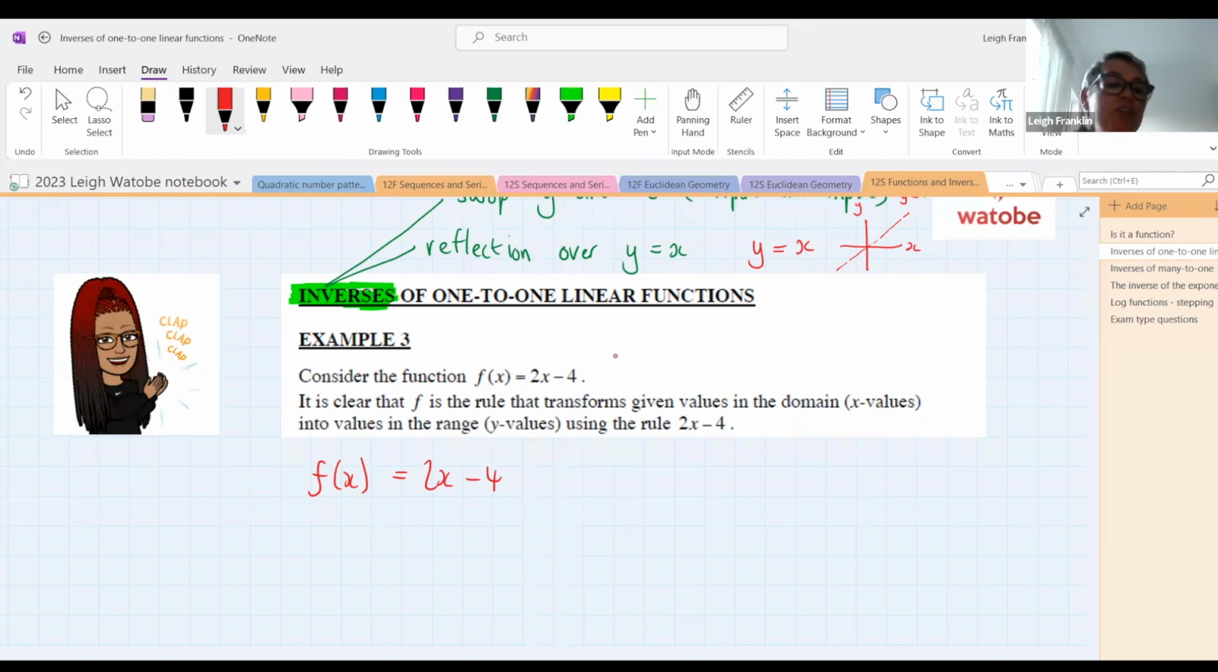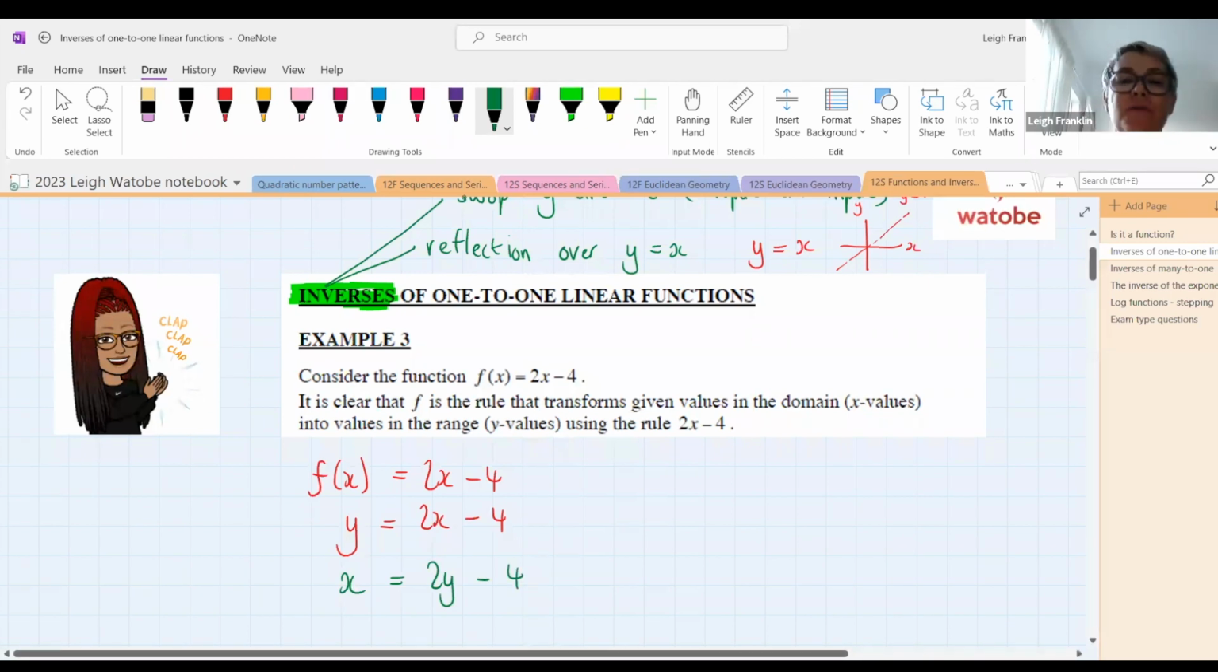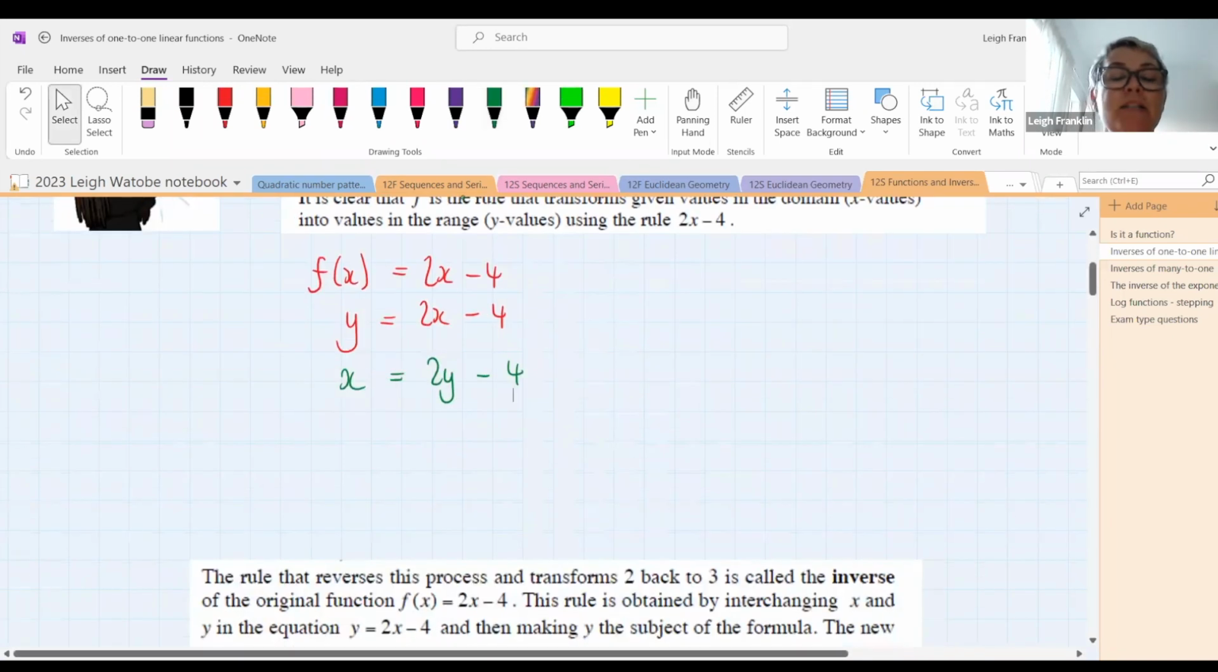When I want to interchange x and y and determine the equation of the inverse, what I'm going to do is first write f of x as y equals 2x minus 4. Now I'm going to do my swapping. So what was x becomes y, and what was y becomes x. So I'm going to say x equals 2y minus 4. And now I have to define my function in terms of y, which means I need to make y the subject of the formula.